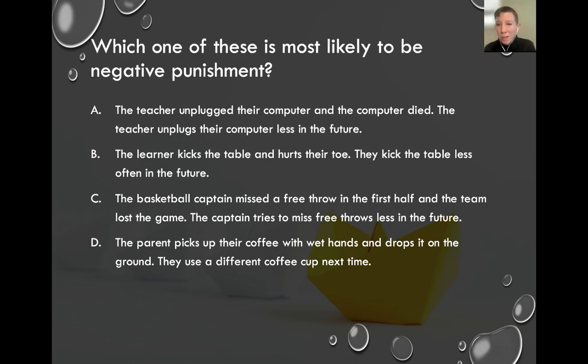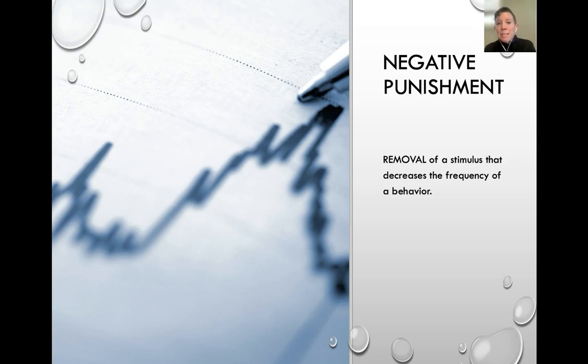But because they just used a different coffee cup, that has nothing to do with the response that occurred just before it. So that doesn't show us data of that removal. So again, we have to have data of that decrease. So we have to have removal of a stimulus that decreases the frequency of a behavior.